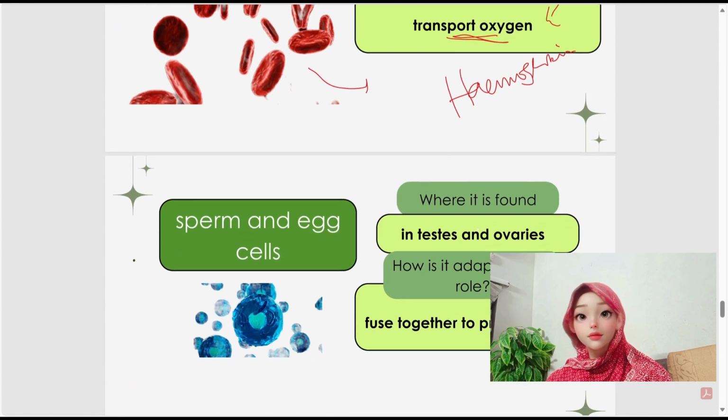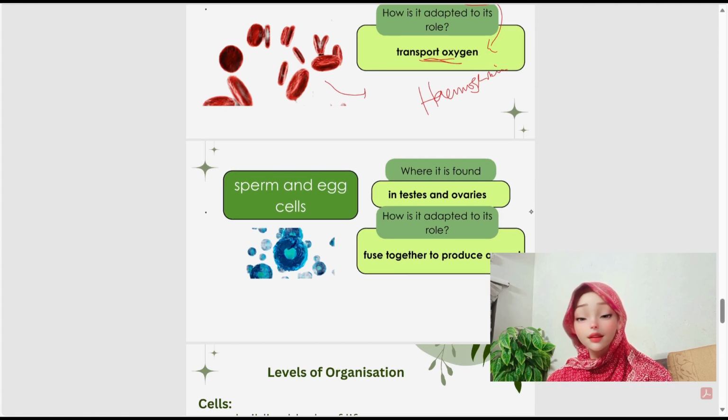Next, here are the sperm cells and the egg cell. Sperms are present in the testes, while eggs are present in the ovaries, and these fuse together to form a zygote.